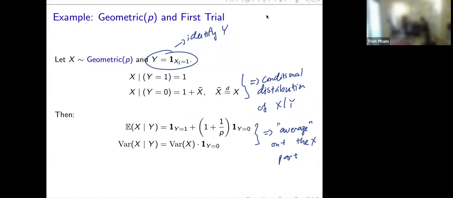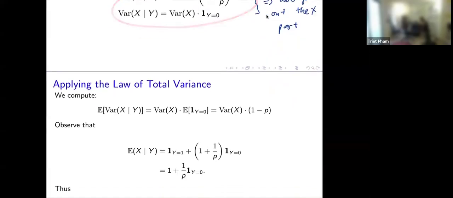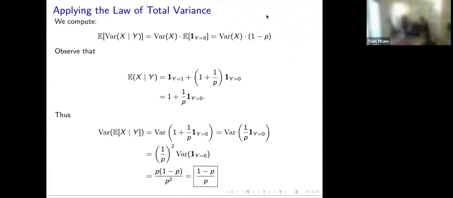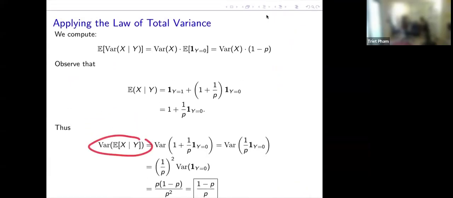Because you take the conditional expectation of X given Y, you average out the X effect. Of course, the word "average" here is in quotes because the variance is not really an average, but it has an expectation aspect to it. And that's the second step. The third step is to calculate the outer variance. So this one right here, the outer one.